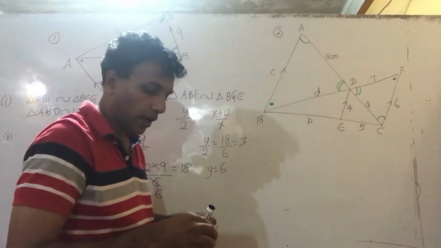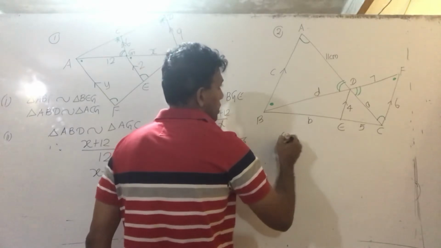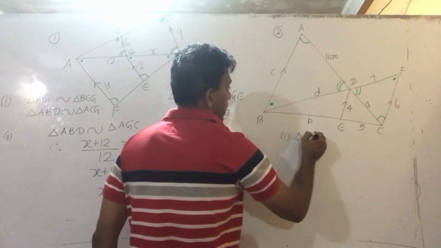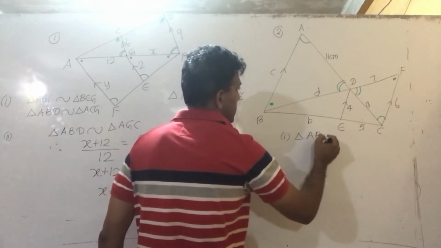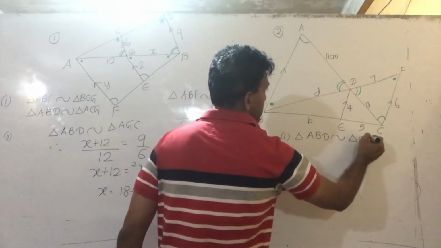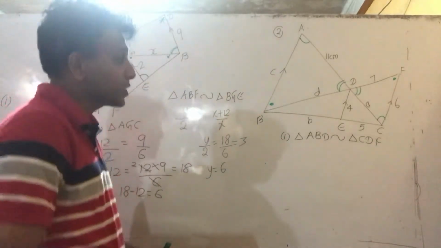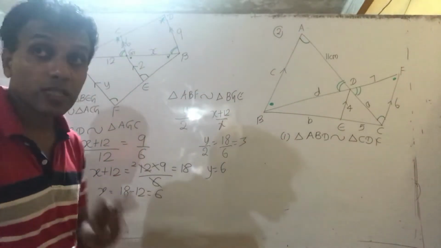If I write that pair, what is the name? First part answer: triangle ABD similar to triangle CEF, right? Equiangular triangles.